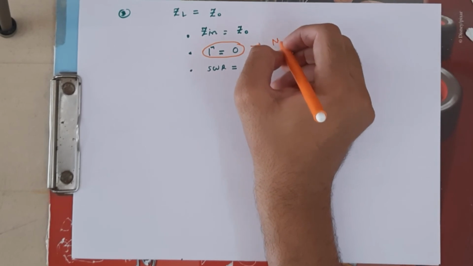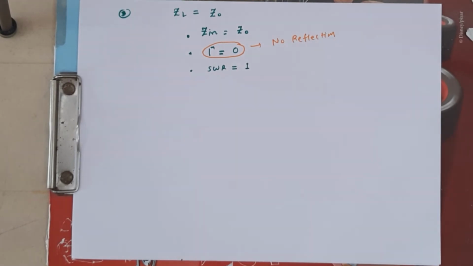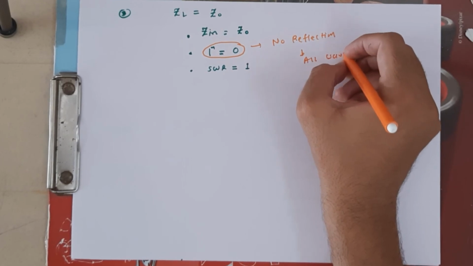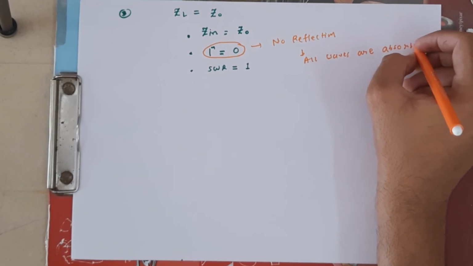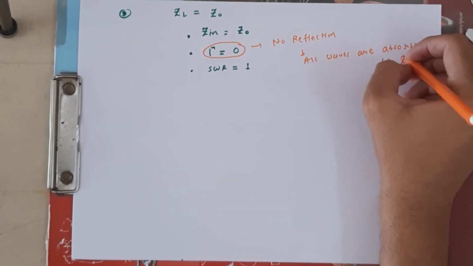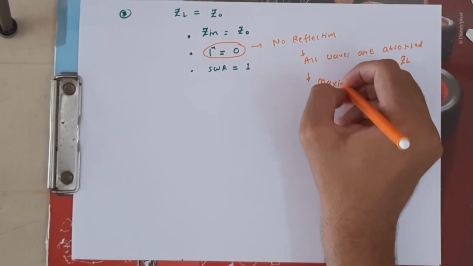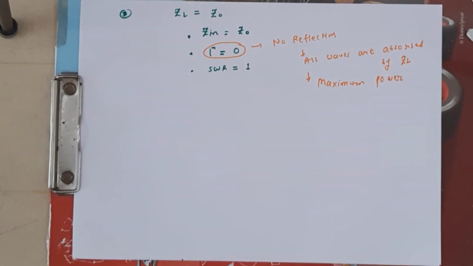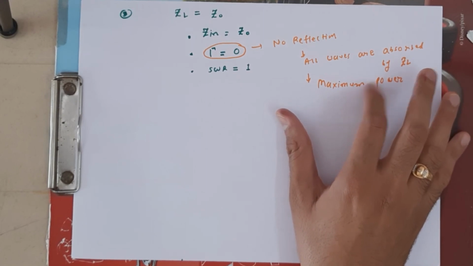It indicates that there is no reflection of the wave. That means all waves are absorbed by the load impedance ZL. That is why it is known as maximum power transfer. The maximum power is transferred from source to the load side in this case. So this is one of the special applications of the transmission line: maximum power is transferred from source to the load side.